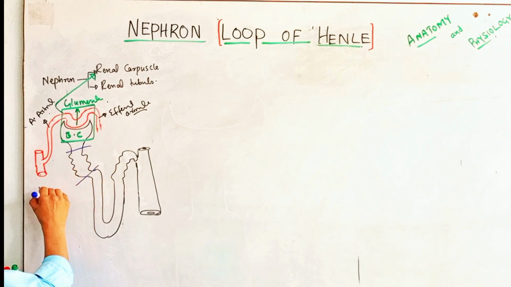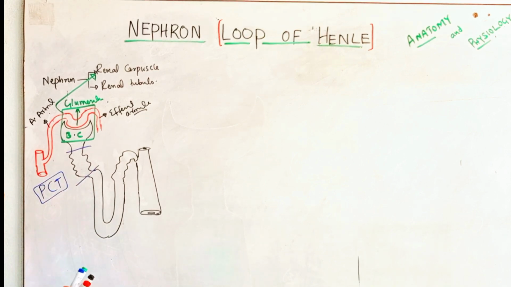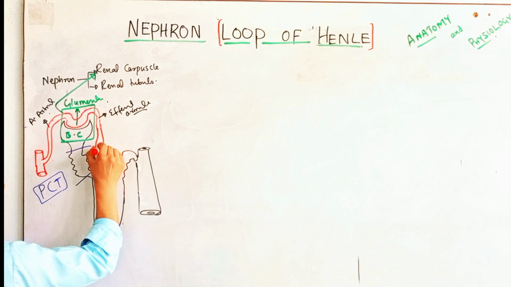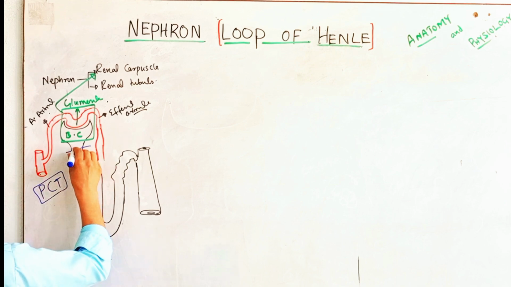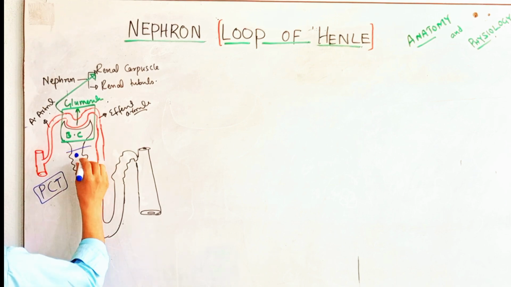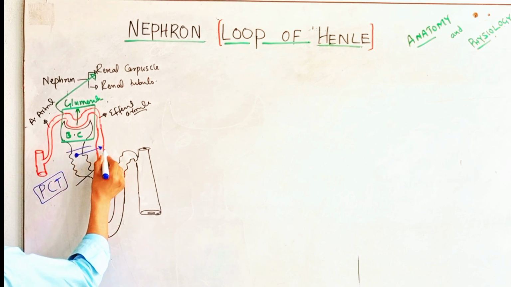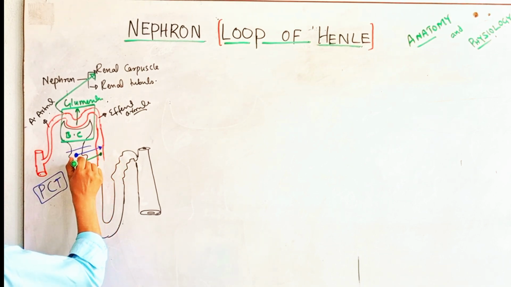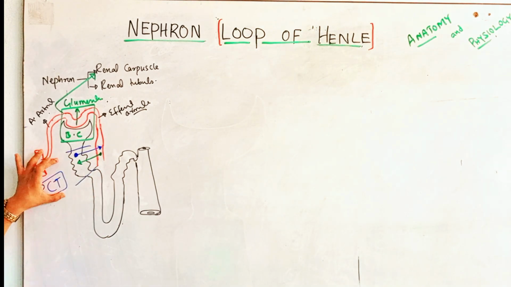This part, the proximal convoluted tubules. We have discussed the absorption and reabsorption processes. What is reabsorption? Reabsorption is the transport of molecules from tubules into blood. And what is secretion? The transport of materials from the blood into tubules. We have discussed this in detail.